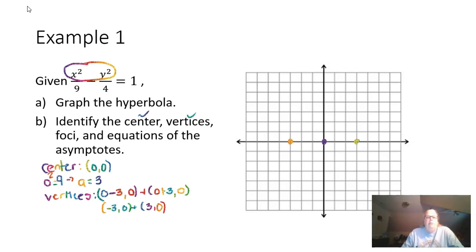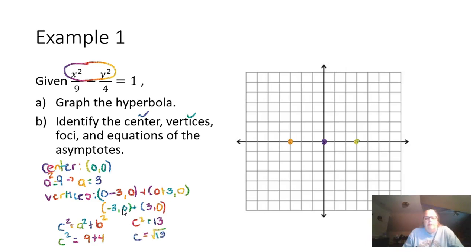All right, foci we can find from using the equation c squared is equal to a squared plus b squared. This looks a whole lot like the Pythagorean theorem right here, but c is what we're going to need to get us to foci. We don't know c. We do know a squared, it's 9. We do know b squared, it's 4. That means in this case, c squared is going to be equal to 13, which makes c equal to the square root of 13.